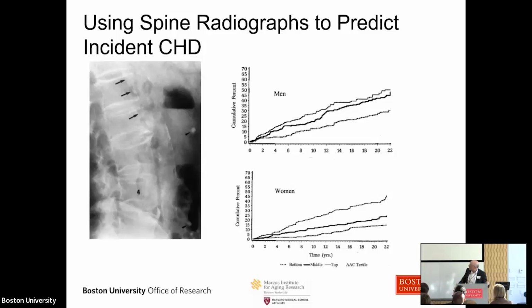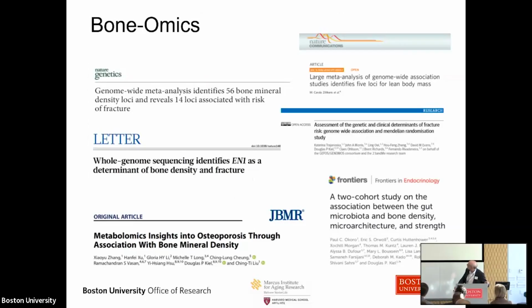With the help of our cardiovascular colleagues, we showed that just by evaluating the amount of calcium in a simple lateral X-ray, you could predict incident cardiovascular disease. This has been built into the software of bone density machines as a result of this work. And like other people today have explained, we've been getting into the omics of bone disease. We've done metabolomics, genomics, and we recently completed a microbiome evaluation. So what's in your gut can also have effects on skeletal metabolism.